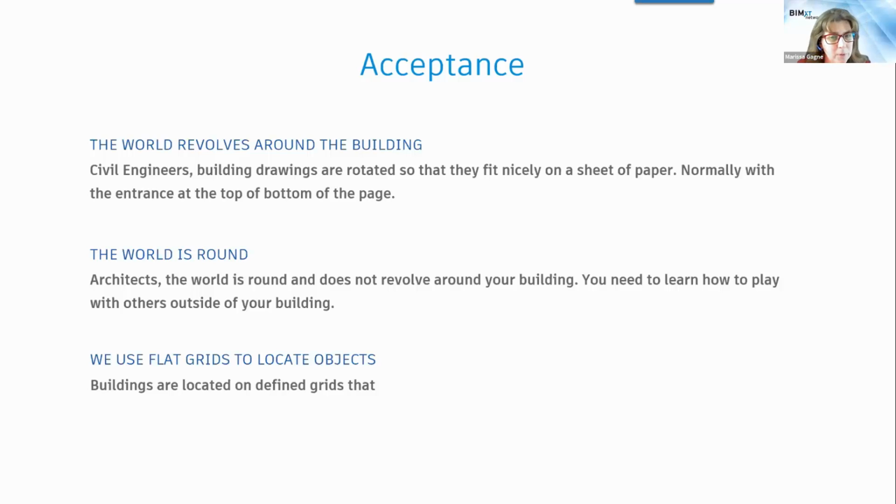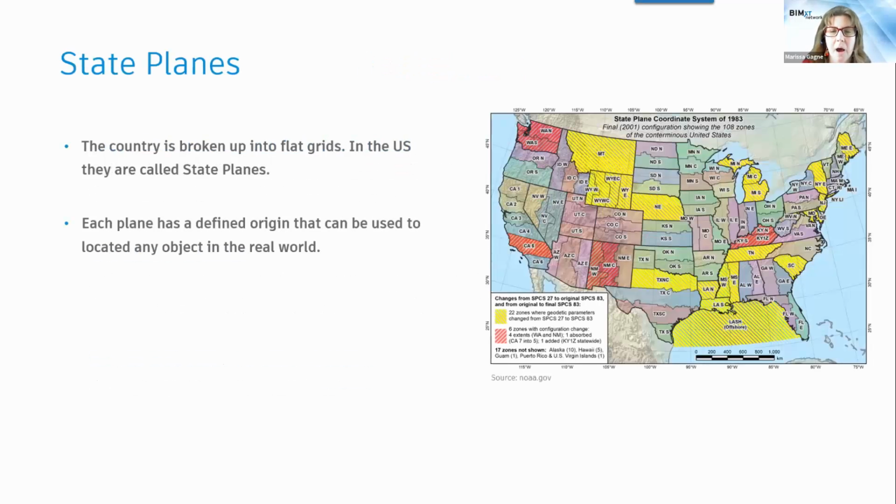But on the same token, architects, you've got to realize that the world is round and it doesn't revolve around your building, at least not in our world, because we have to work with the stuff that goes outside of the building, in conjunction with all the other things, and they all need to come together in the right location. So we really need location. And we use grids, the coordinate systems, to locate these items: your building, the roads, the surrounding pipes, things like that.